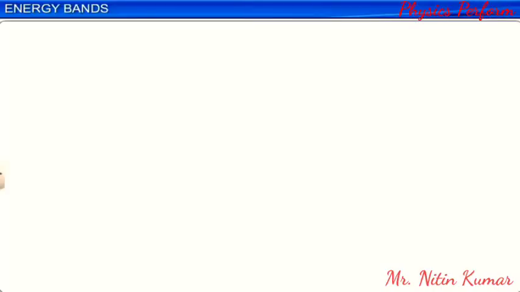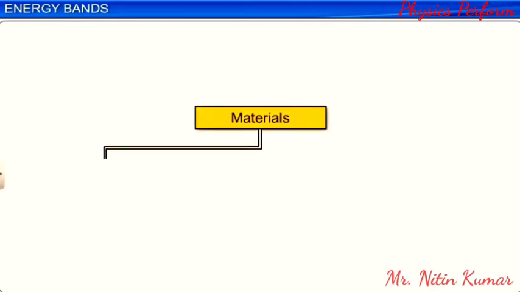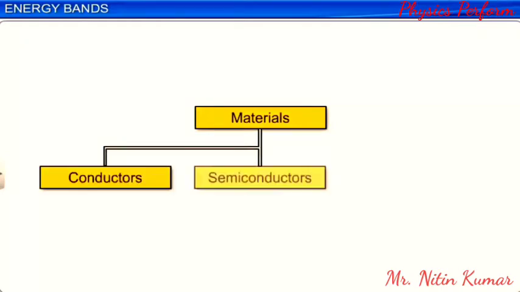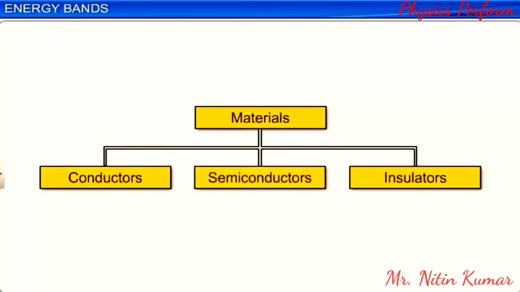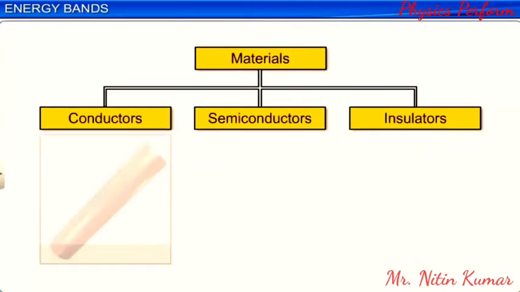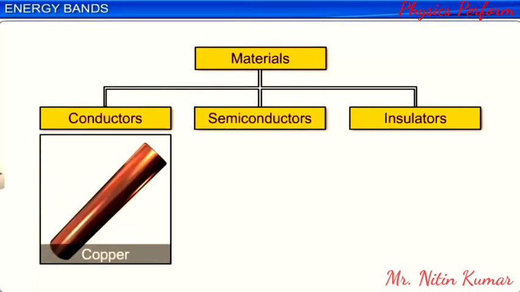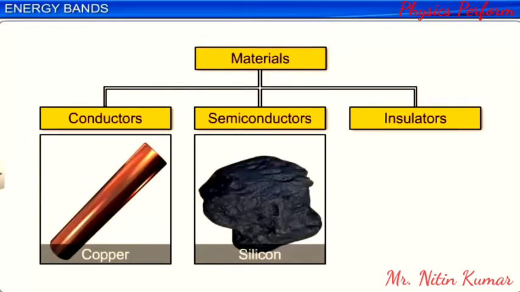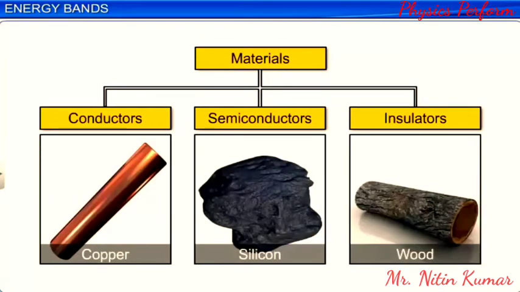You have learnt that materials are classified as conductors, semiconductors, and insulators based on their electrical conductivity, which in turn depends on their atomic structure. For example, copper is a conductor, silicon is a semiconductor, and wood is an insulator.